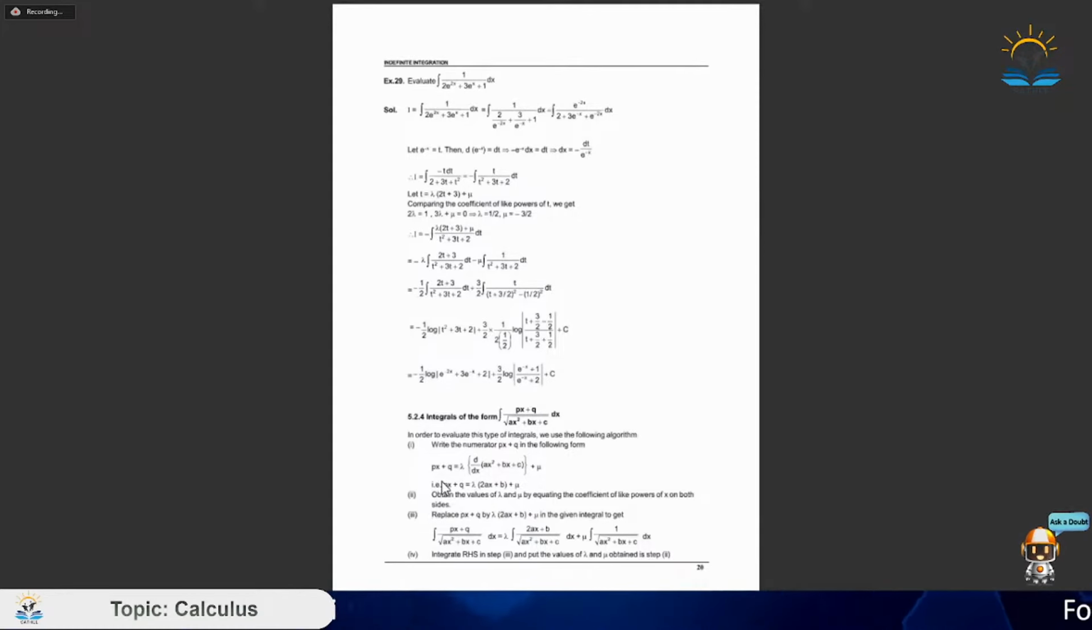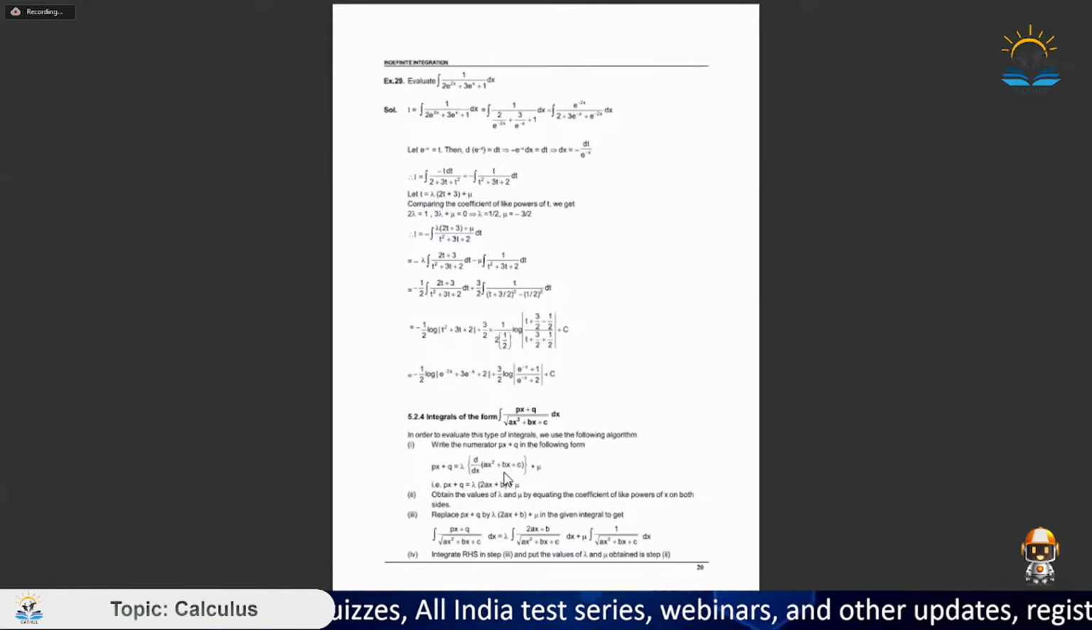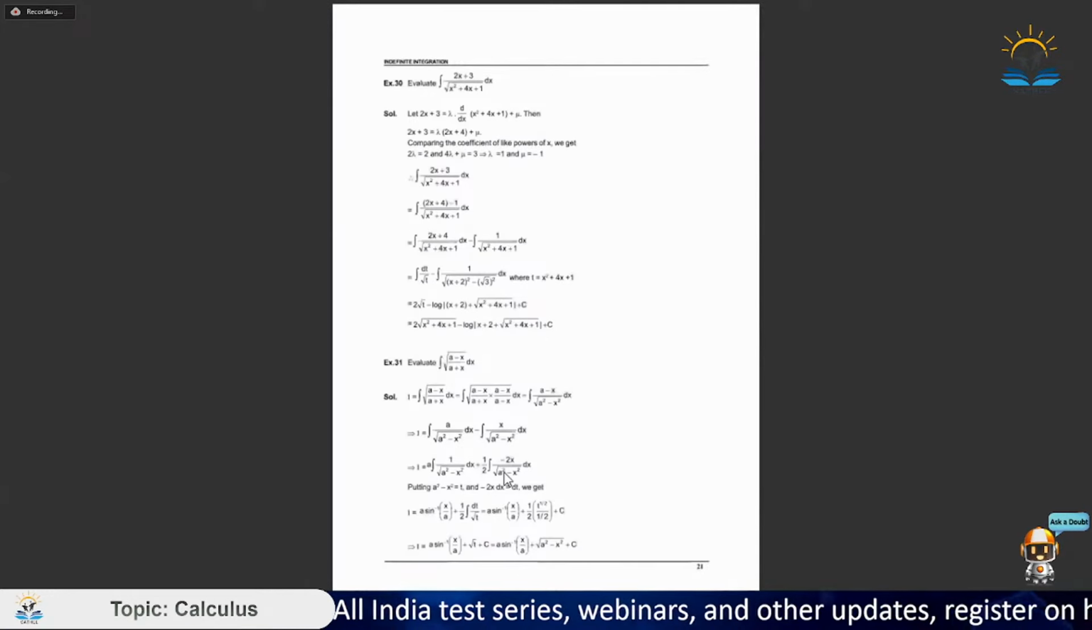So here what we would be doing is substituting this linear by lambda d by dx of this quadratic plus mu. We are doing the same basic thing, so it is not a hard task. Whenever you are getting linear by root quadratic, you will have to substitute linear by lambda d by dx of quadratic plus mu, and by comparisons you can find the values of lambda and mu.